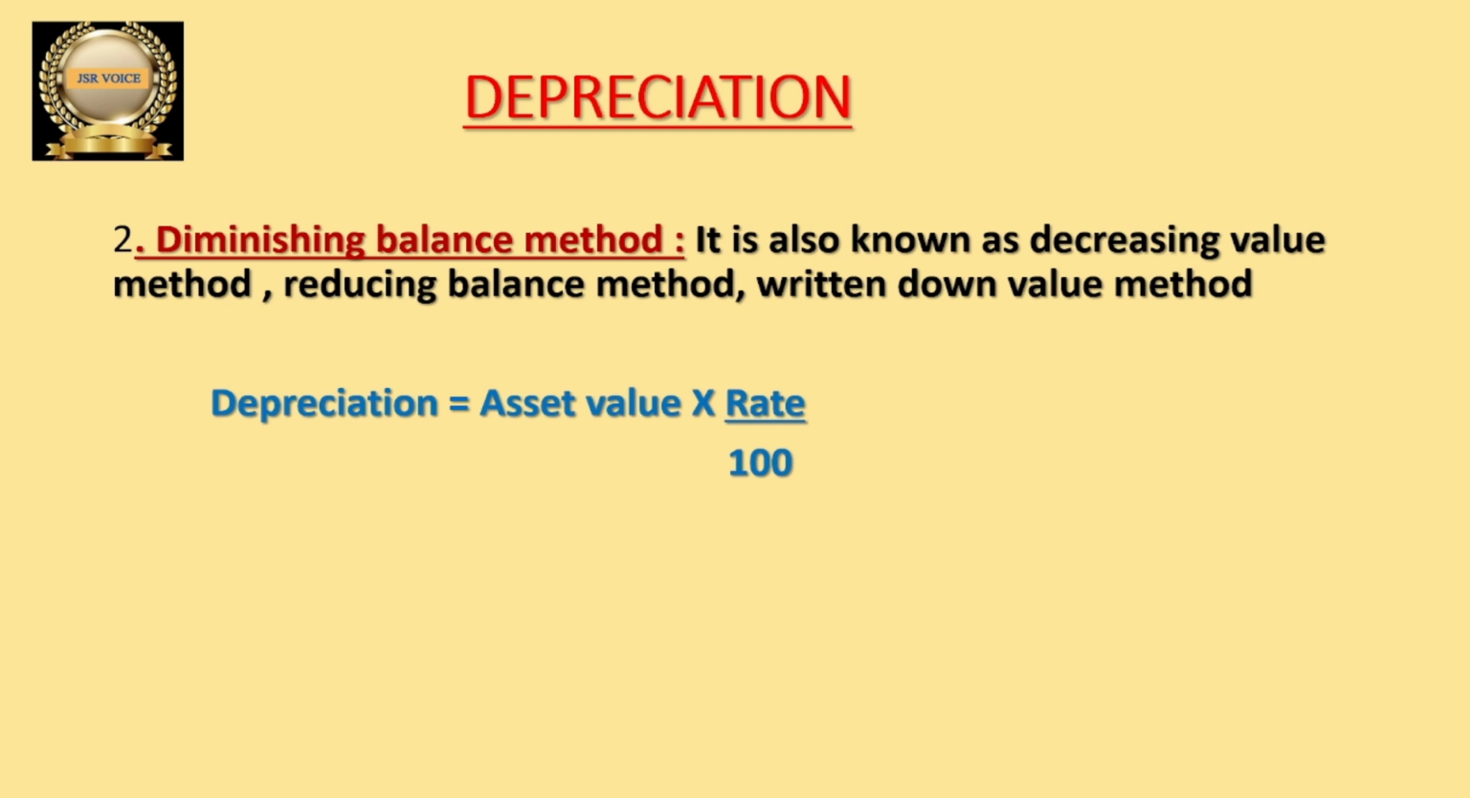First method is fixed installment method, and there I explained that depreciation is same for all the years. For example, in the first year depreciation is 5,000, second year also depreciation is 5,000, third year also 5,000. So under fixed installment method, it is remaining same for all the years, but it is not like that in the diminishing balance method.